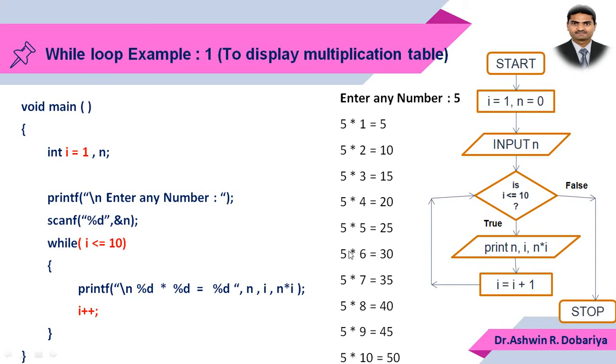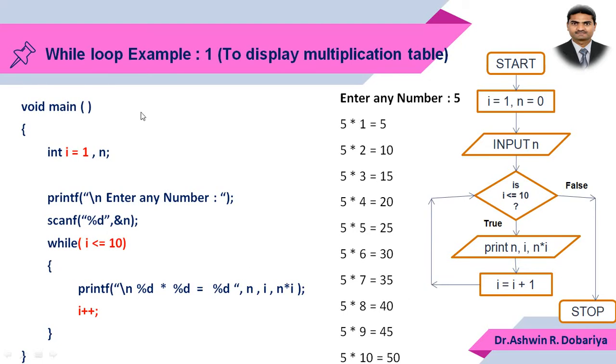That's why the relational operator less than or equal to is used here. If the condition becomes true, then it displays the output, and we increment the counter variable by one. Again it checks the condition, again it executes. So this process is performed up to 10 times. Once this condition becomes false, it moves to stop, right?